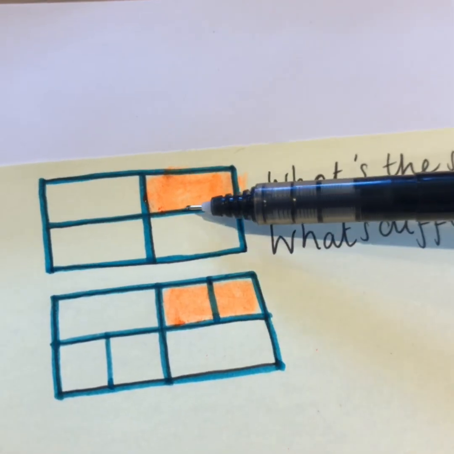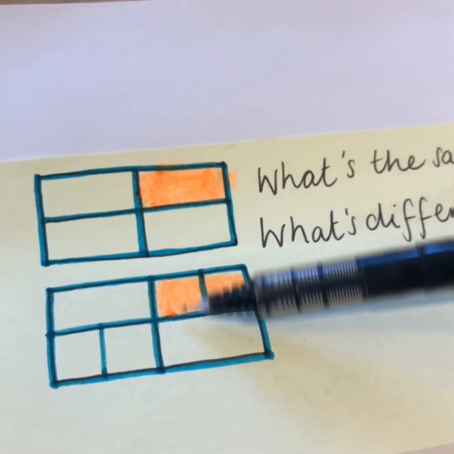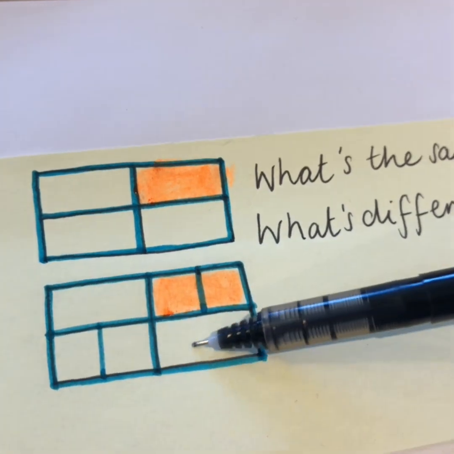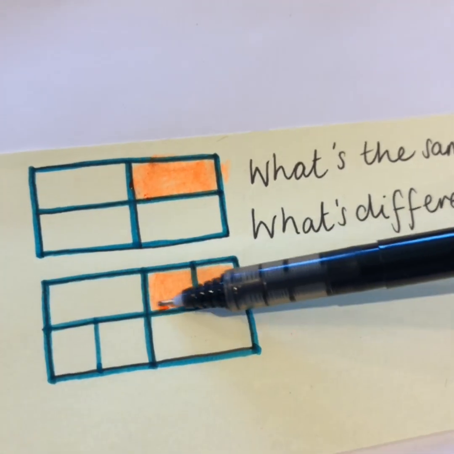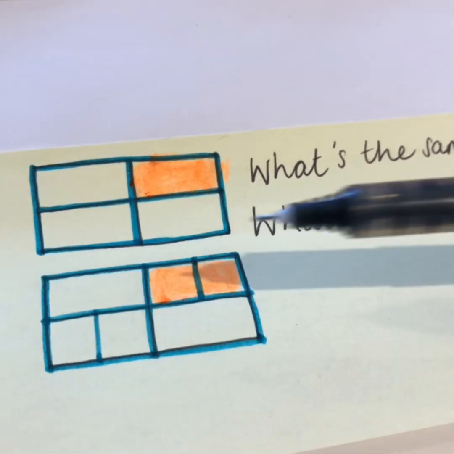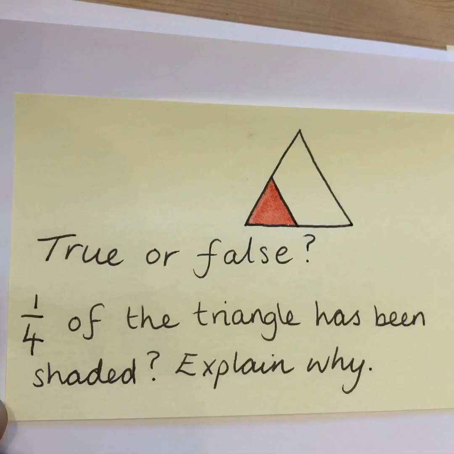So this is still a quarter, 1 out of 4 that's been coloured in, and this is still 1 out of 4 that's been coloured in. One of these big rectangles out of 4 of the big rectangles have been coloured in. Okay, have a little go at this task. So true or false, a quarter of the triangle has been shaded. Explain why. So it's quite hard to see, but there's actually an equilateral triangle. Little tip for you. So you might want to have a go at drawing an equilateral triangle yourself and colouring in the proportion that I have as well.